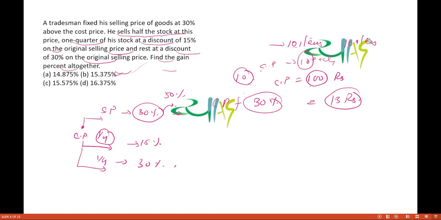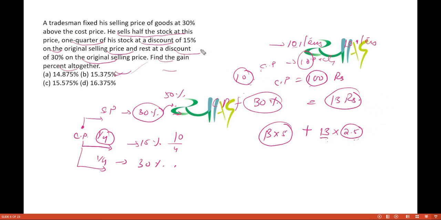Fine. Now he is saying that we are taking 10 items, and half of these items are sold at this price only. So we have 13 into 5. Plus, the question says 1/4 of his stock is sold at 15% off the original selling price. What is the original selling price? 13 rupees. And how many items is he selling? 1/4 of the items, that is 1/4 of 10. What is 1/4 of 10? 2.5.